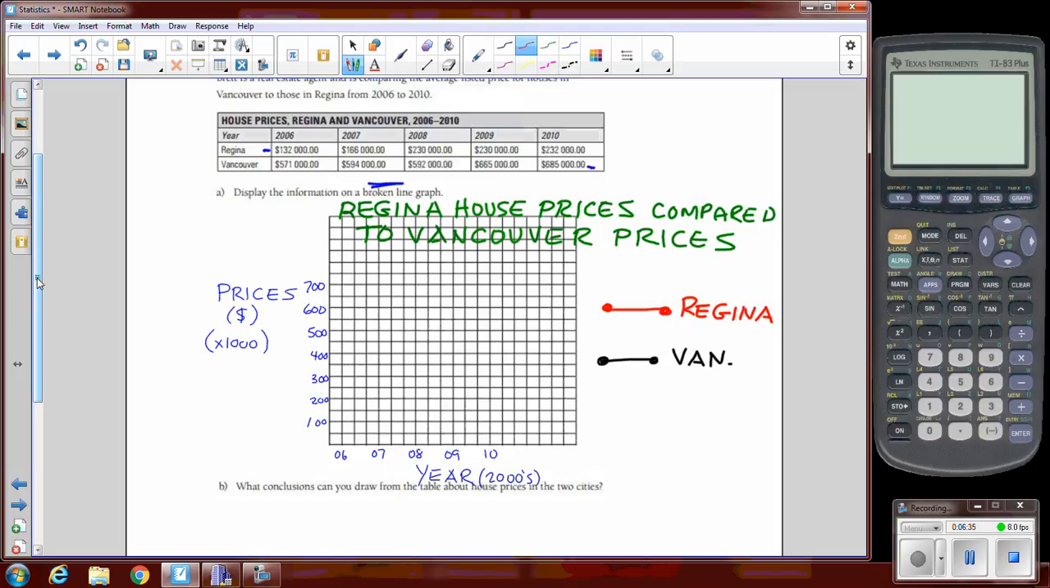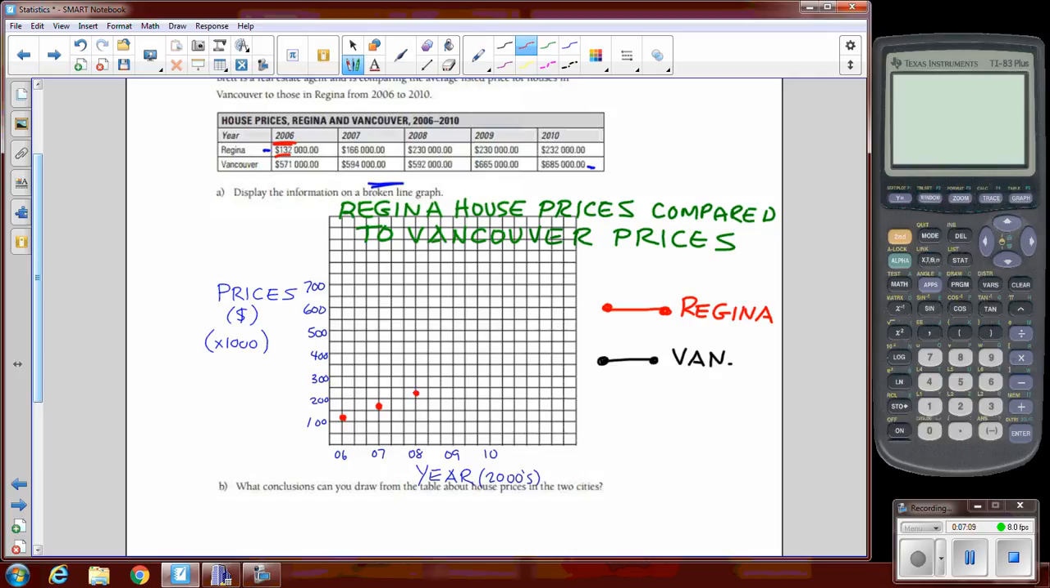And you're going to see there's going to be some estimation here because, like Regina, in 2006, the house price was 132,000. So I go to 2006, and I could see between 100 and 200,000, that'd be 150. So I'm going to estimate that 132,000 somewhere in there. Then I go to 2007. I'm at 167,000. So I would now go up above 150 and say I'm somewhere in this ballpark. 2008 is 230,000. So I'd be just underneath 250.